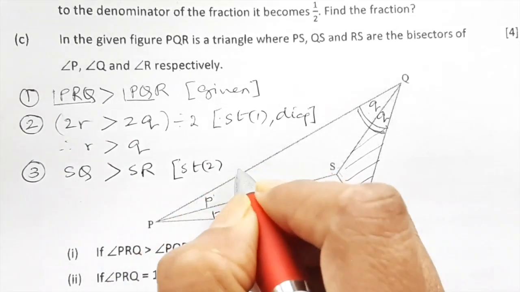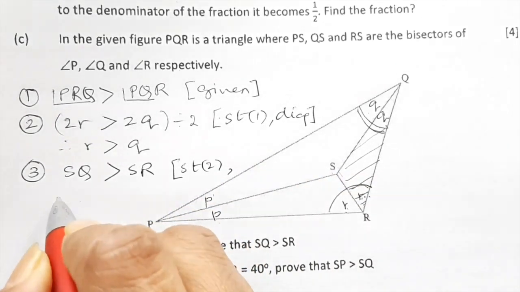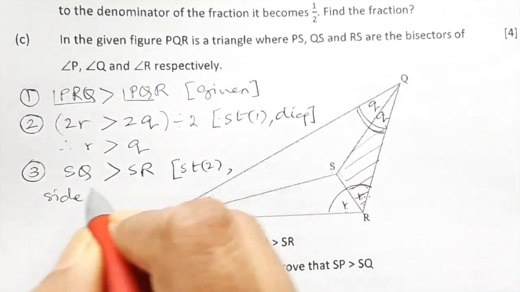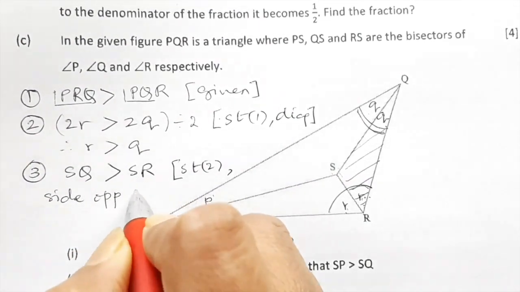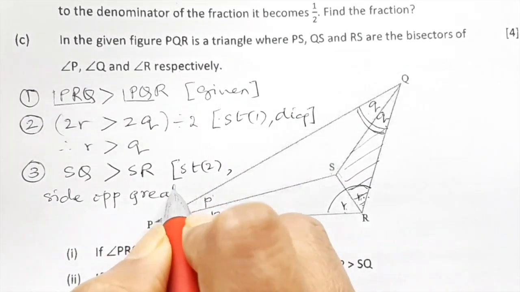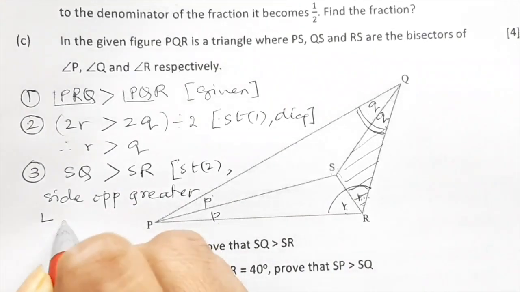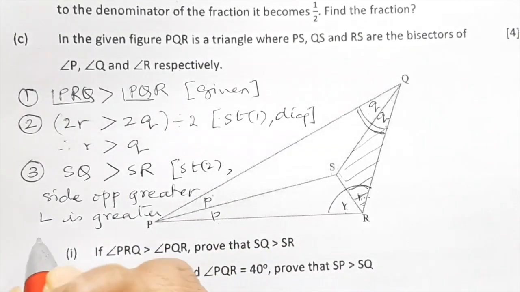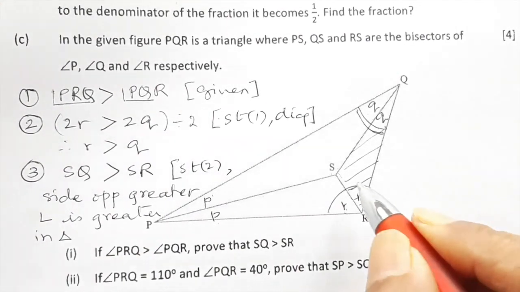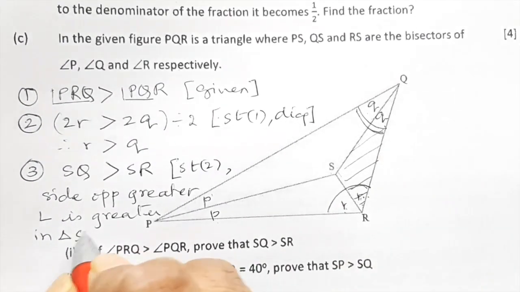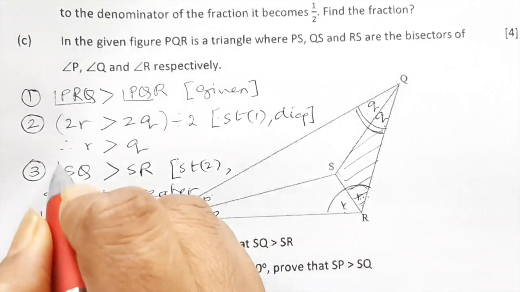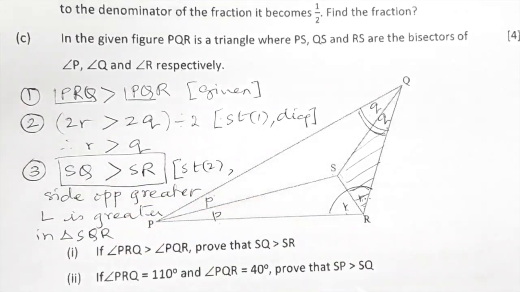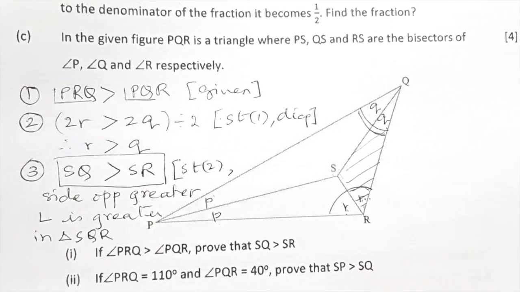Statement 2, and we are going to say that side opposite greater angle is greater in triangle SQR. Okay, so we have got this, the first part, we have proved the first one.